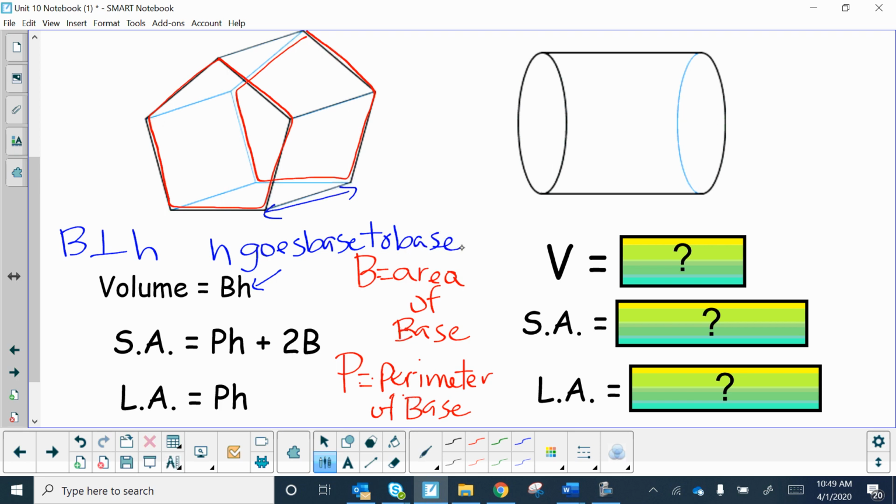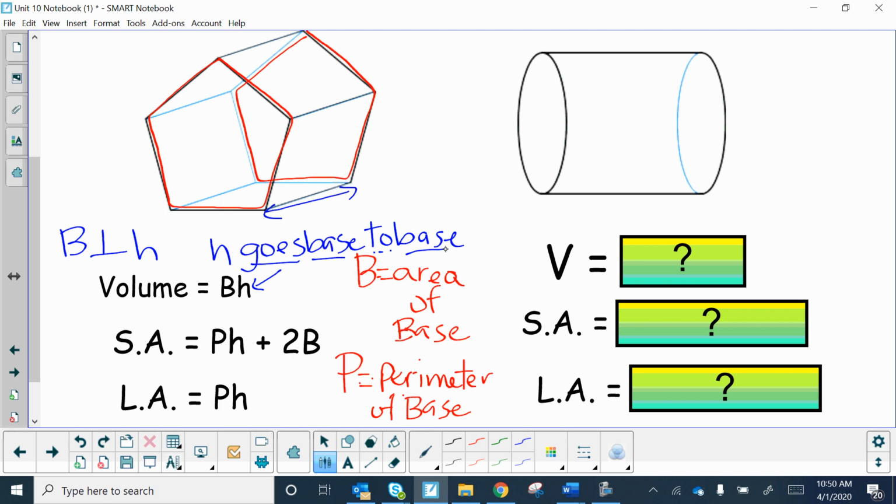Everybody thinks the height has to go up and down like that because that's how we take the height of ourselves. We stand straight up and down, but that is not the case. So I'm going to remove that. The height goes base to base. That's each one, and we'll do some examples here in a minute.